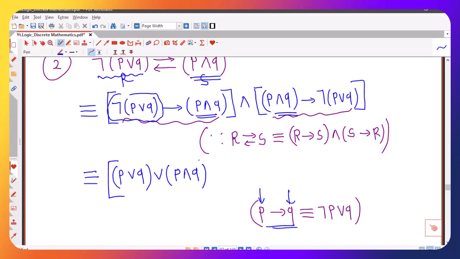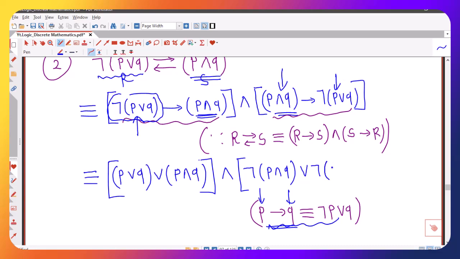This is for the first bracket. Negation of the first proposition, that is negation of negation (P or Q), becomes P or Q, or the second proposition as it is, that is P and Q. Now we keep this and as it is. Now here we use this again. So here the first proposition is P and Q, and we have to write negation of (P and Q), or the second proposition as it is. The second proposition here is negation (P or Q).